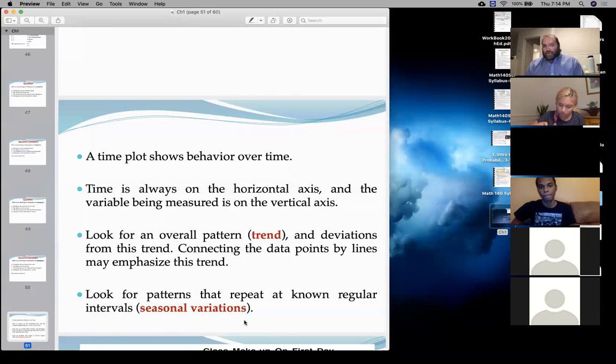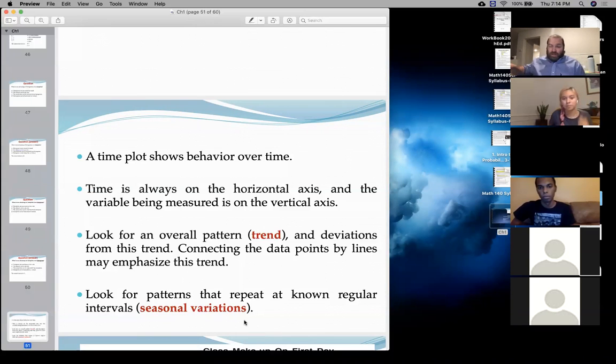Awesome. So an electrocardiogram is this time plot. It gives me the heart rhythm, the heartbeat, the heart pulse, successively over time. It's the same thing studied successively. So a time plot shows behavior over time.